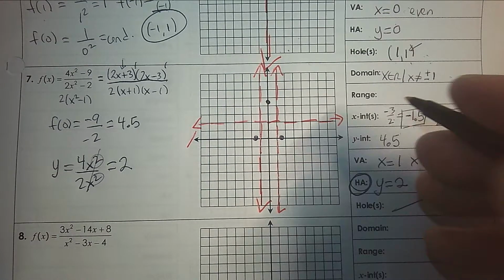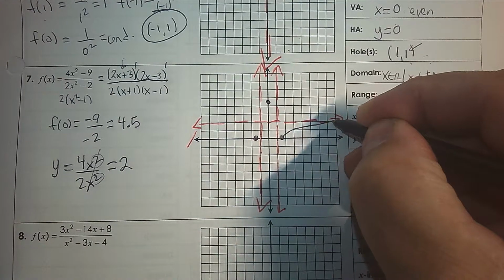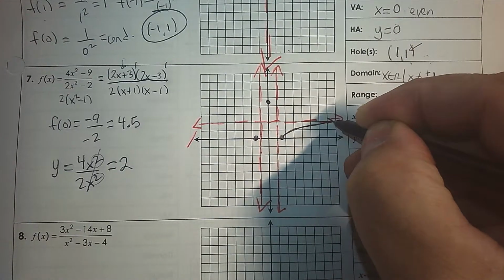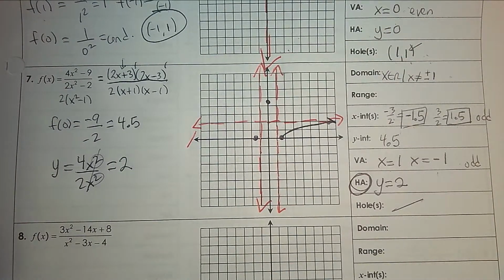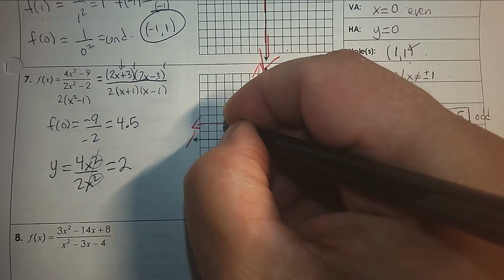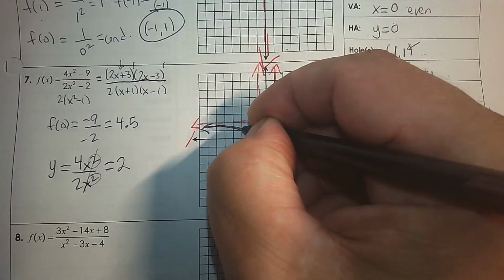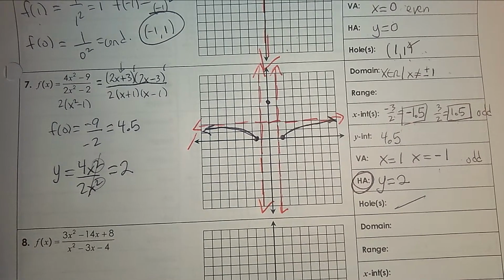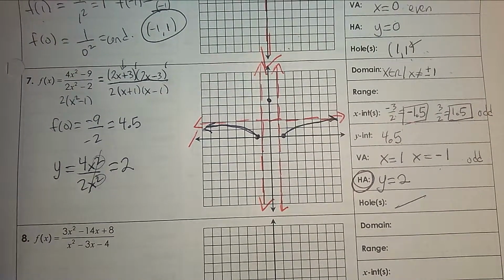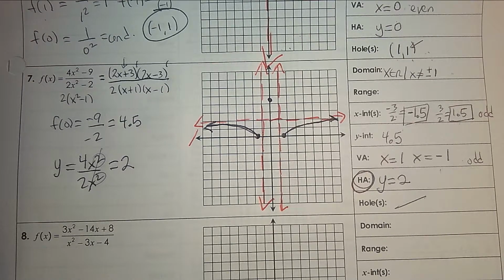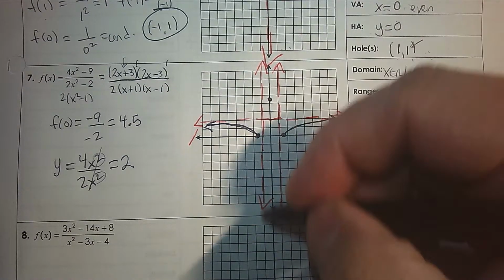So where's the right end going? To the what? The horizontal asymptote. Where's the left end going? Can you see how I start there? I take the point that I have, and I first start with the end behavior. Then I'm going to look at what happens at vertical asymptotes.